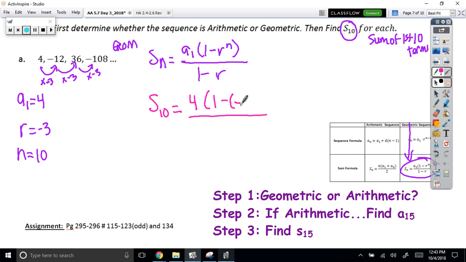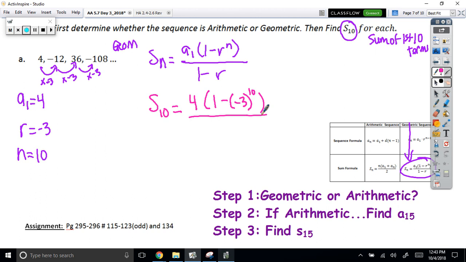Watch. This is negative 3 to the 10th power. What comes first, subtraction or exponents? Exponents. So I can tell you about half of you, if I didn't go over this problem, you would cancel the negatives and put 1 plus 3 to the 10, and then you'll get the wrong answer. It doesn't come out that way.